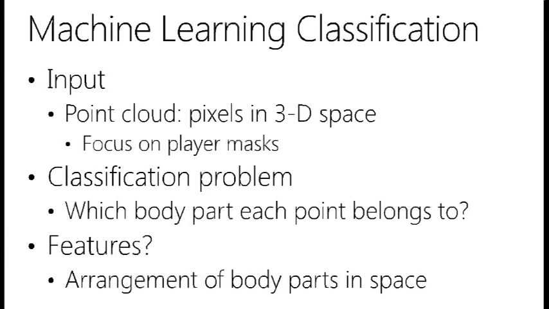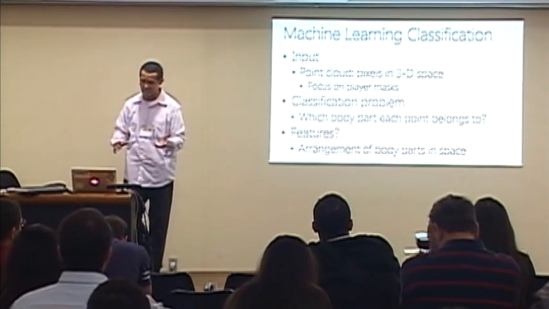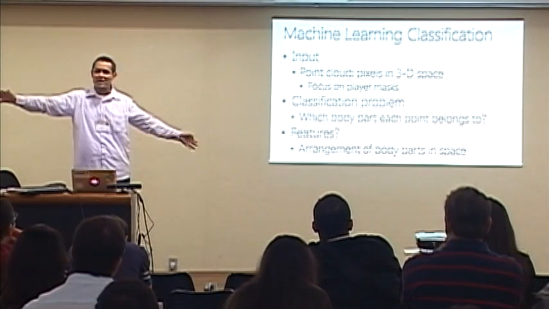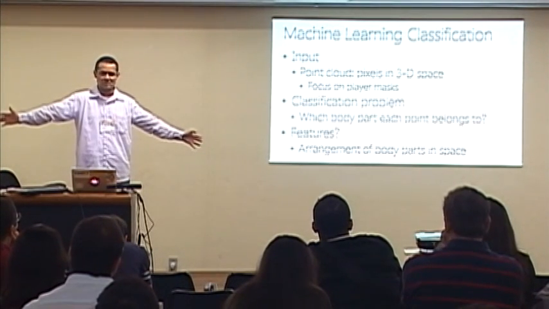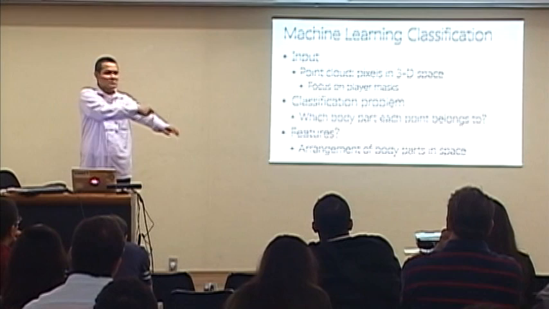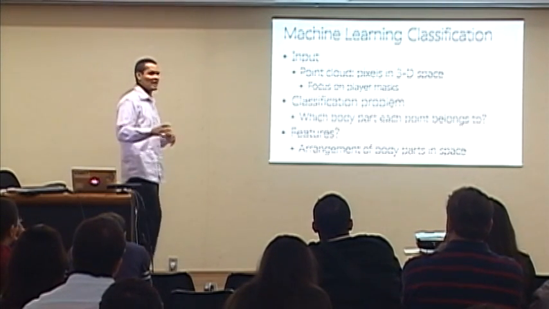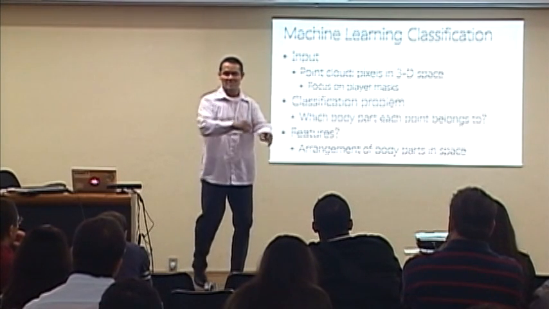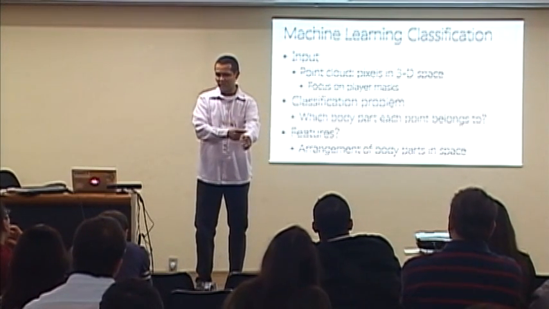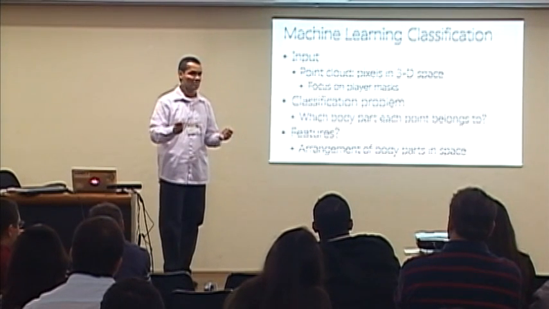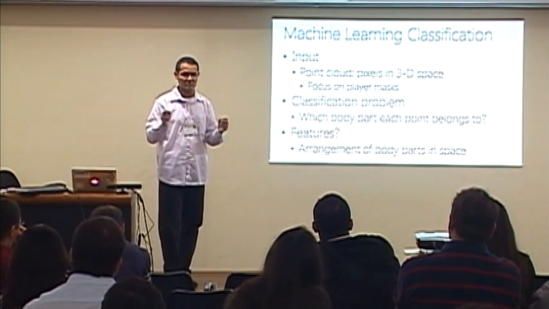We have these pixels in the 3D space, this point cloud, you have probably heard of this. And we have a classification problem: which body part, if that is a person, does this pixel belong to? A lot of people try to solve this problem by doing the segmentation of the body and then trying to simplify the graph matching. We tried something different.